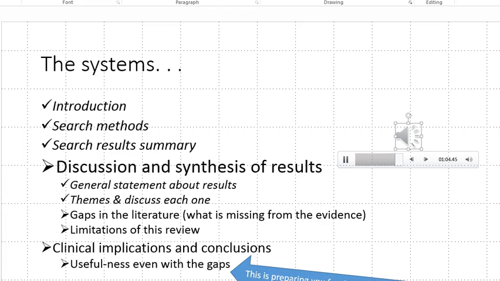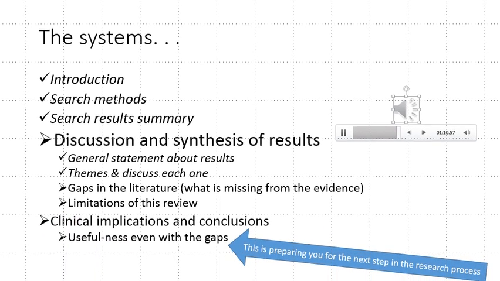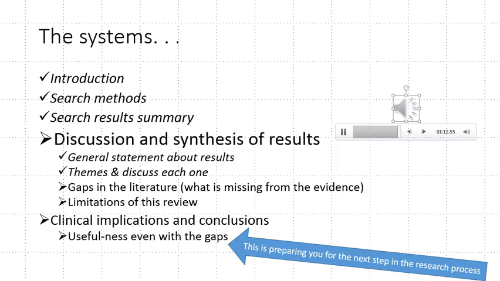This last section is actually preparing you for what the next step in the research process would be, which would be to utilize your review of the literature to guide whatever research or quality improvement project you wanted to do.